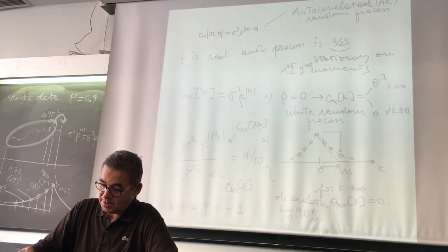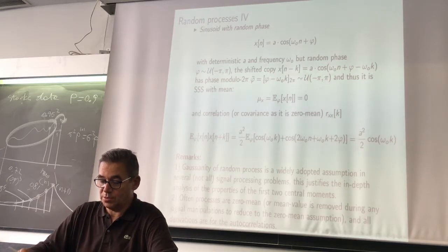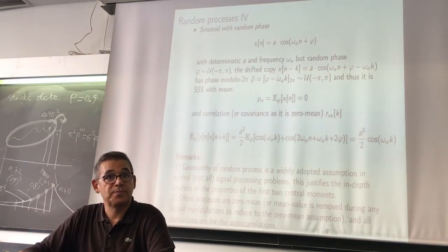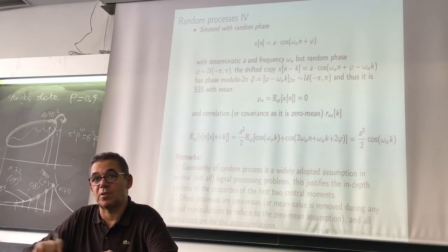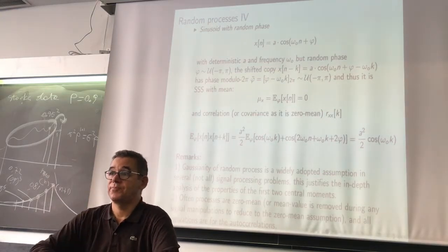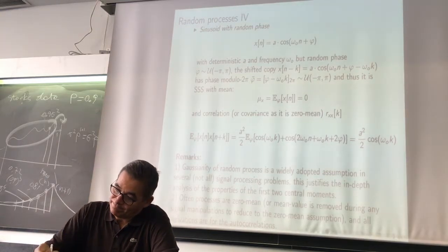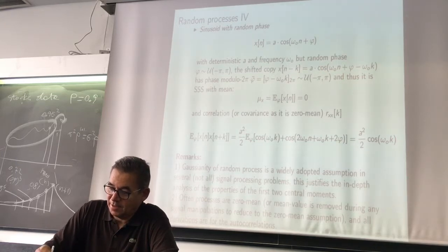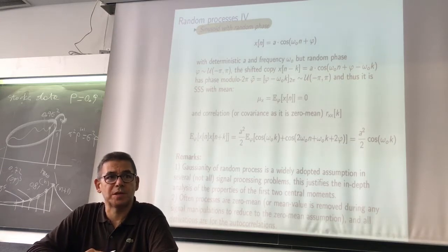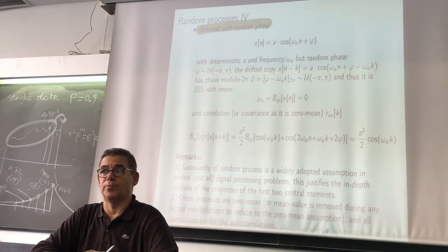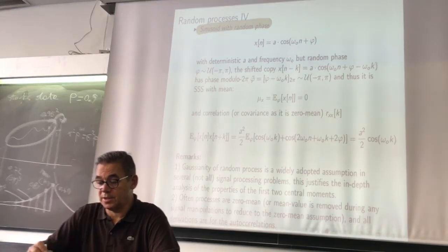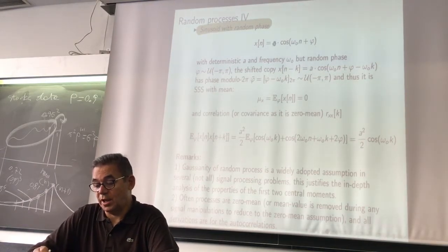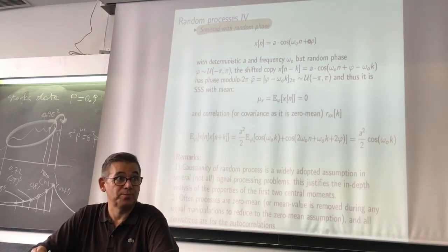Now, let's make another one. Sinusoid with a random phase. Let's assume that I have a sinusoid with a random phase. This is the process. Now, let's look at it in detail. A sinusoid with a random phase is a process because the phase is random. So, let's consider the case where, in the sinusoid, A is deterministic, omega is deterministic, but the phase is random.